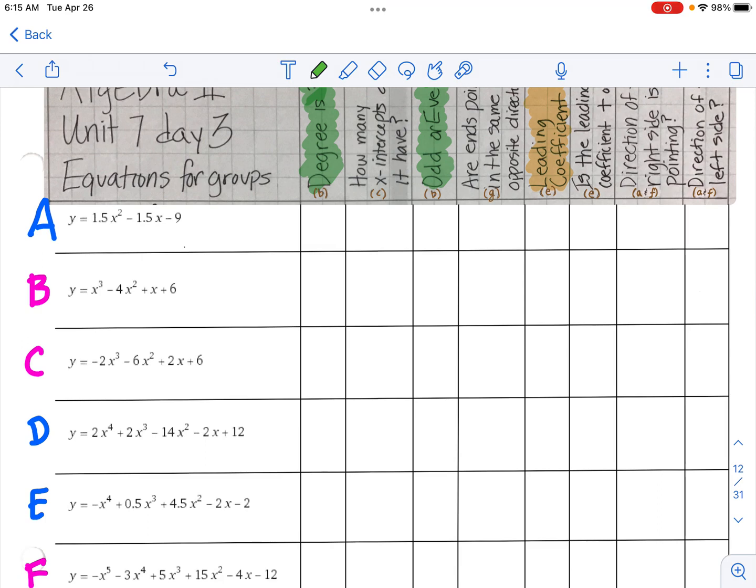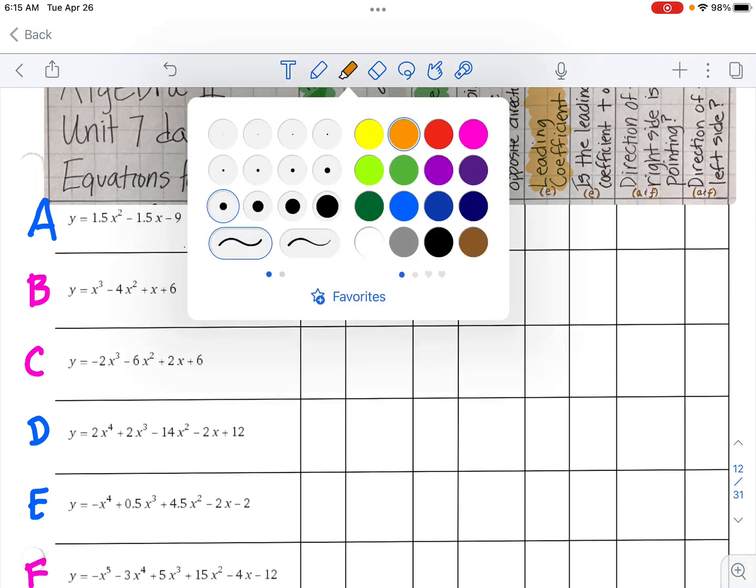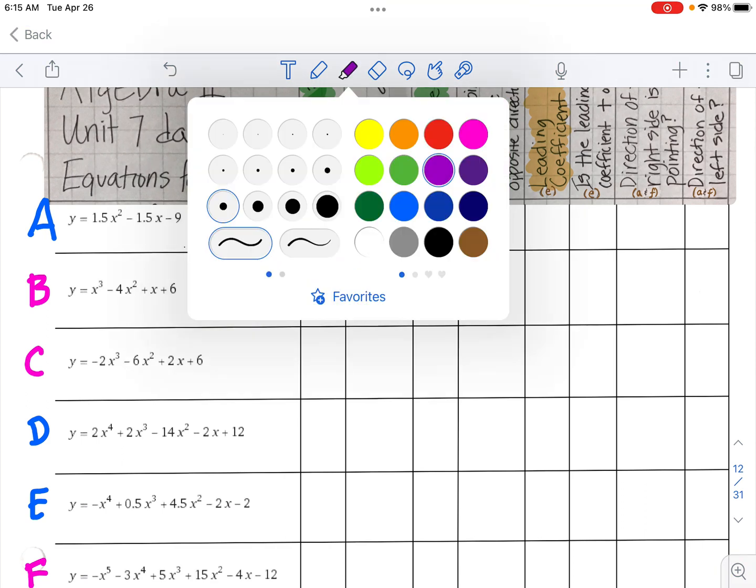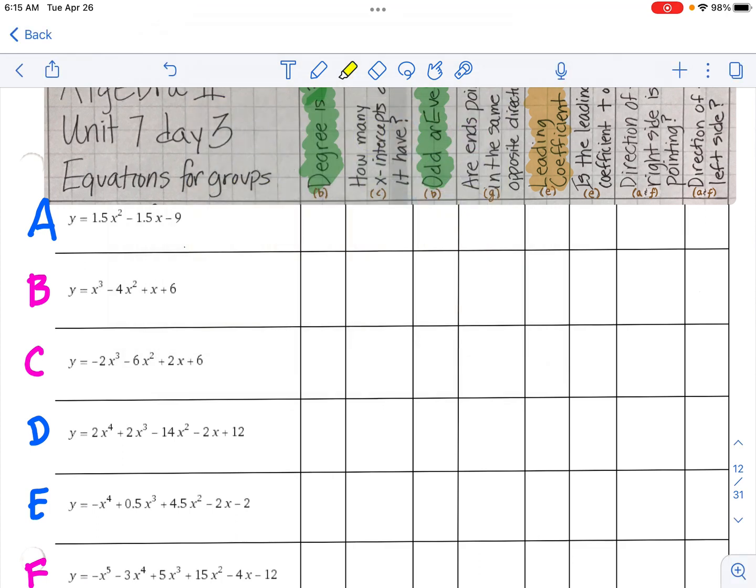let's do function B. So let's see here, what color should I choose? We'll go purple. No, not purple, it's too close to pink. It's a hard choice. I'll go yellow. There we go. We're gonna do this function. So we're gonna graph that.